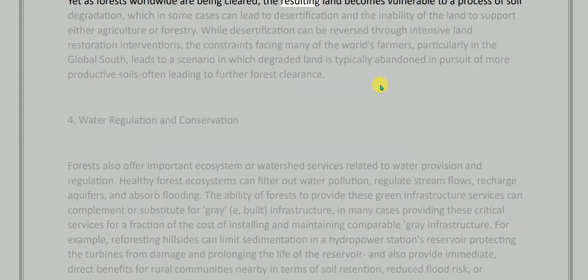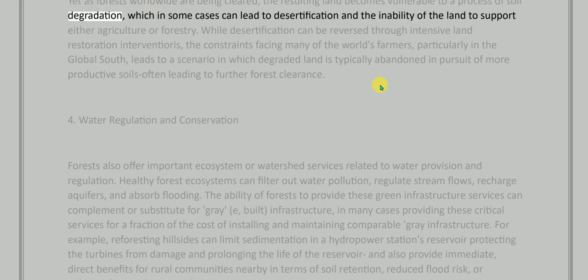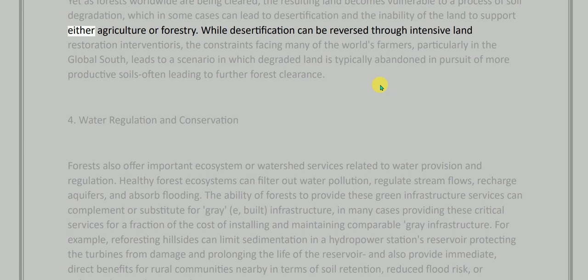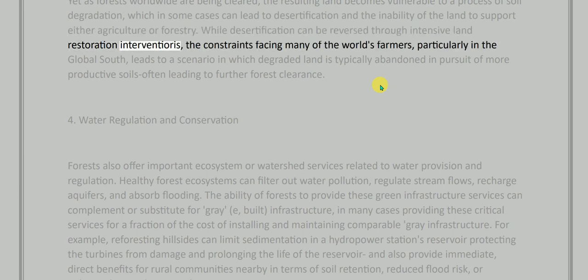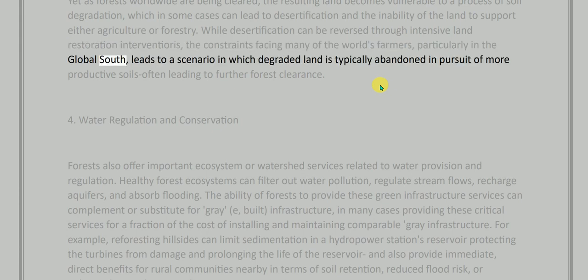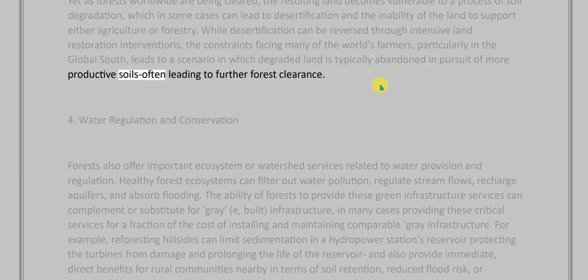Yet as forests worldwide are being cleared, the resulting land becomes vulnerable to a process of soil degradation, which in some cases can lead to desertification and the inability of the land to support either agriculture or forestry. While desertification can be reversed through intensive land restoration interventions, the constraints facing many of the world's farmers, particularly in the global south, leads to a scenario in which degraded land is typically abandoned in pursuit of more productive soils, often leading to further forest clearance.